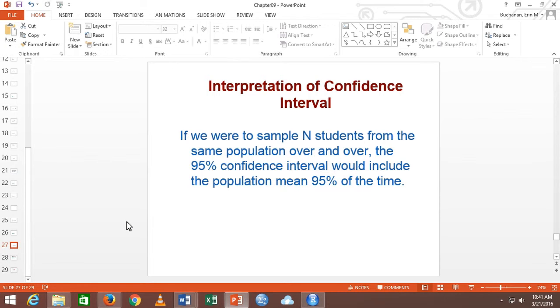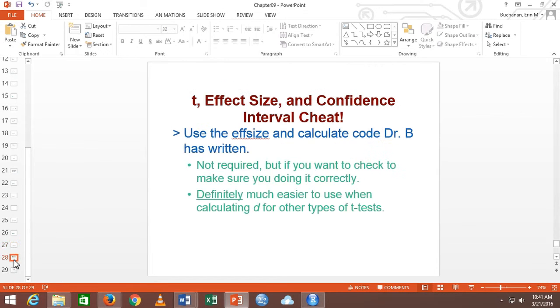And then informally, we talked about this, like how confident can I be in my sample? Really small confidence intervals give you more confidence that you're getting an accurate representation of the population. So we want to be more confident, and that's a smaller interval.